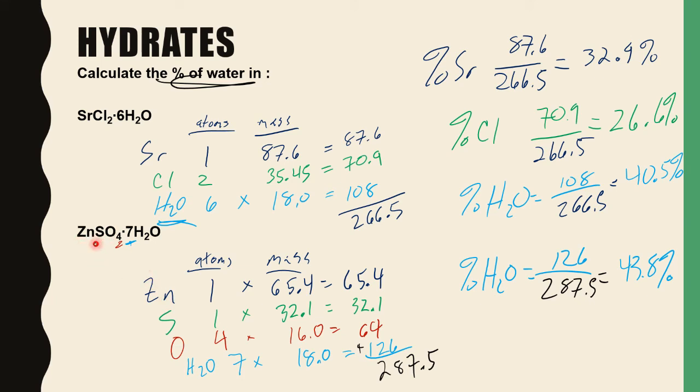The next part is what I want to get into. So zinc, 1 atom of zinc, 65.4 is the mass. 1 atom of sulfur, 32.1 is the mass. 4 oxygens, 16 is the mass. And then 7 waters. Each water is 18. So 7 times 18 is 126. Add all those up to get a total. The percent water is the amount of water divided by the total. So just like we were doing with percent, except now we're throwing water in as basically one of the parts of the compound.